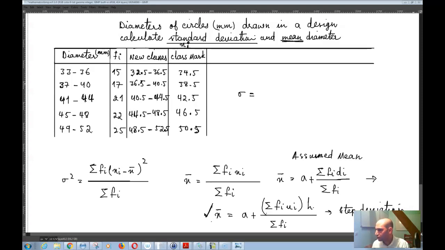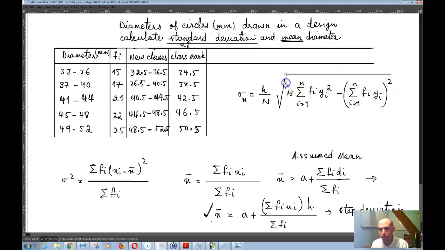You will have access to sigma of x. You will have it as basically h over n times the square root of, for example, n times the sum of f of i y of i squared, as i goes from 1 to n, minus the sum of f of i y of i, as i goes from 1 to n, and you square this, and then you take the square root of this whole thing, and this would be basically the standard deviation, which is what we want to calculate.